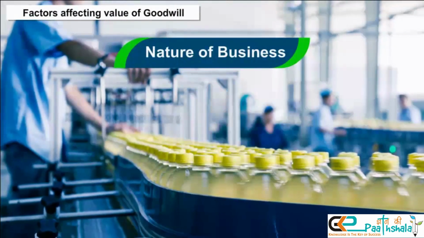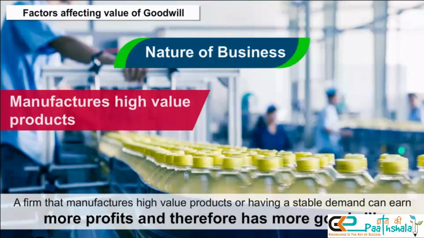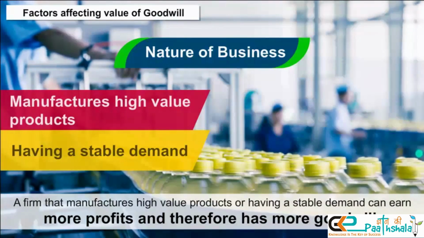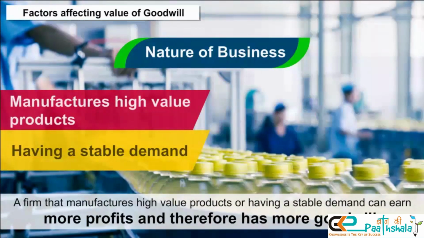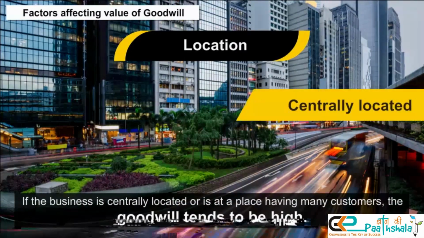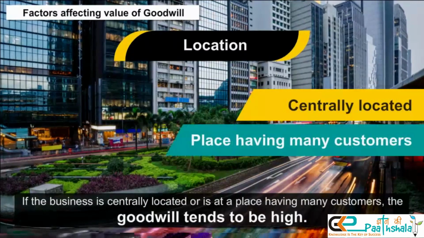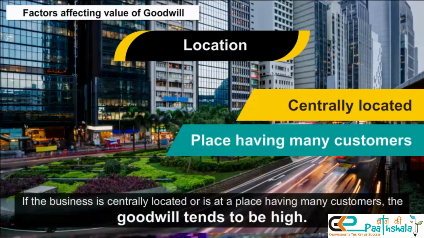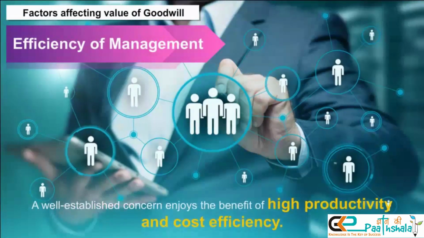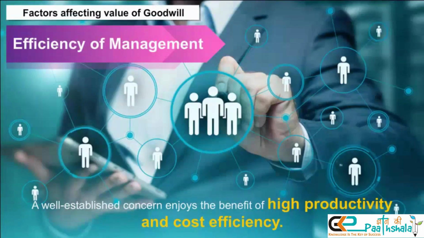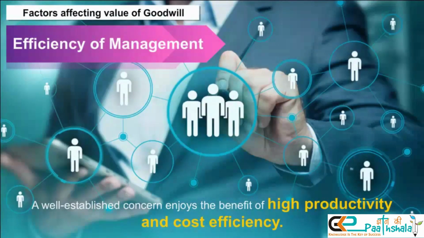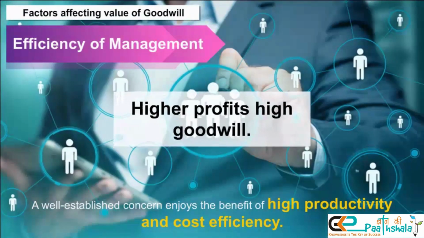Nature of business. A firm that manufactures high-value products or has a stable demand can earn more profits and therefore has more goodwill. Location. If the business is centrally located or is at a place having many customers, the goodwill tends to be high. Efficiency in management. A well-established concern enjoys the benefit of high productivity and cost efficiency. This leads to higher profits and high goodwill.